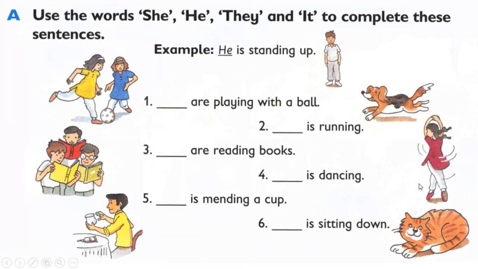Dash is dancing. This girl is dancing. For a girl, we use she here. We have to put she. She is dancing.